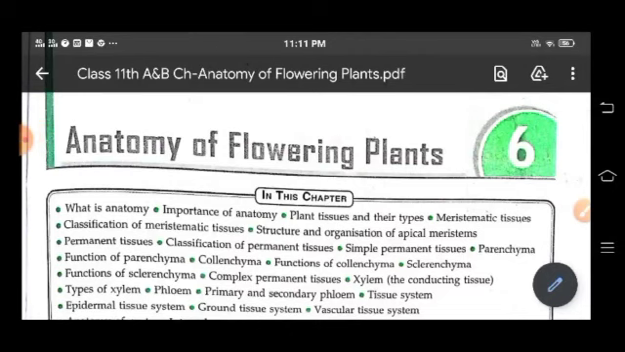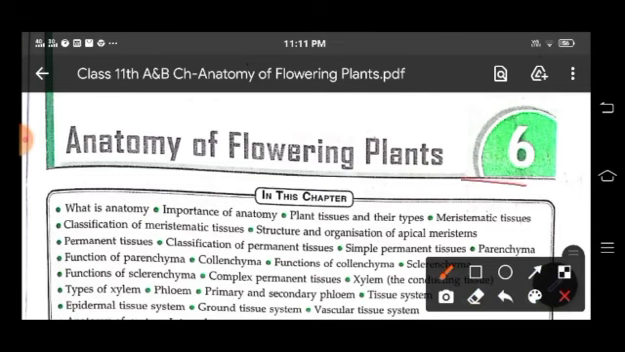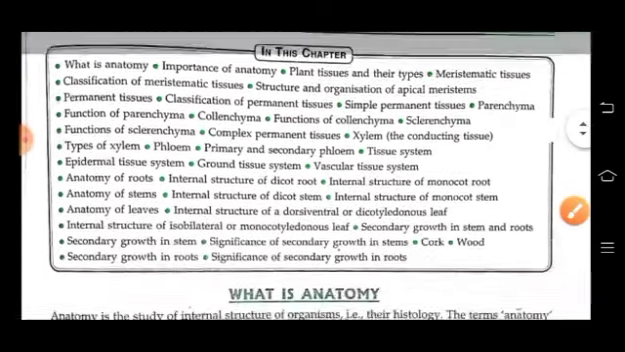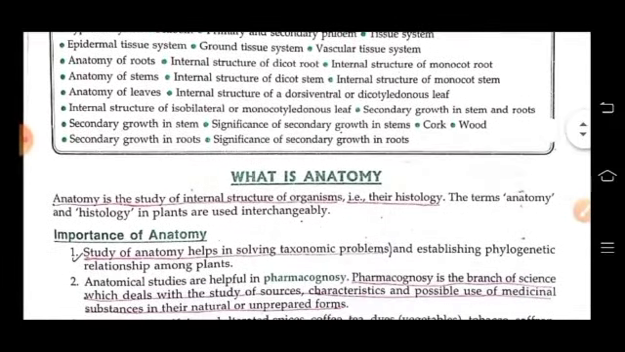Children, today we'll do chapter 6, Anatomy of Flowering Plants. So let's come to the topic anatomy. What is anatomy? Anatomy is the study of internal structure of organisms, that means histology. Anatomy and histology in plants are used interchangeably.